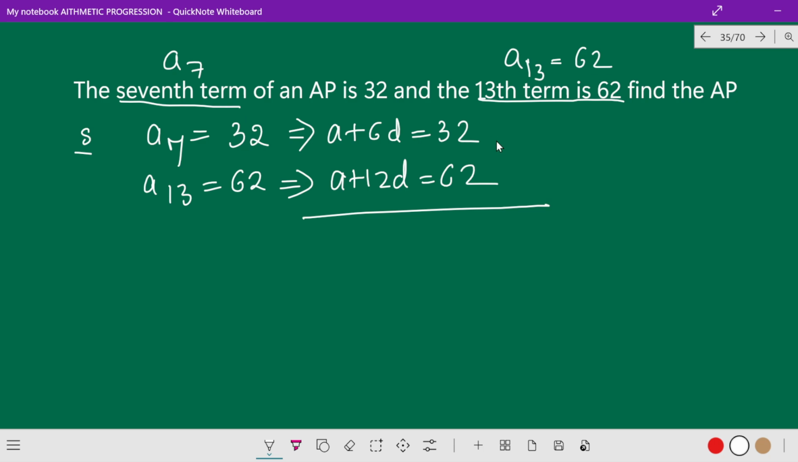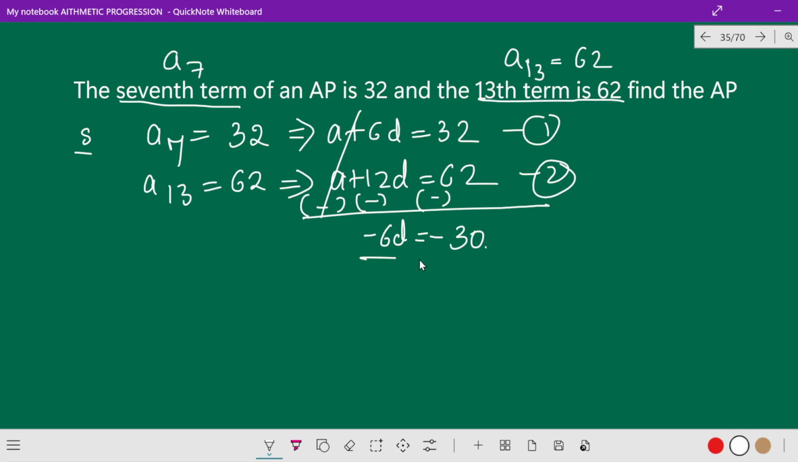Now we can solve both of these by subtracting equation 1 from equation 2. a cancels out. 12d minus 6d will be 6d, and 62 minus 32 will become 30. So the d value will become 30 by 6. 6 fives are 30, so d is equal to 5.